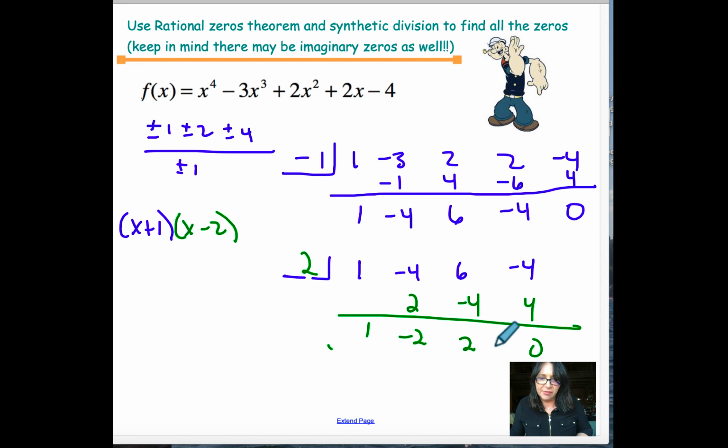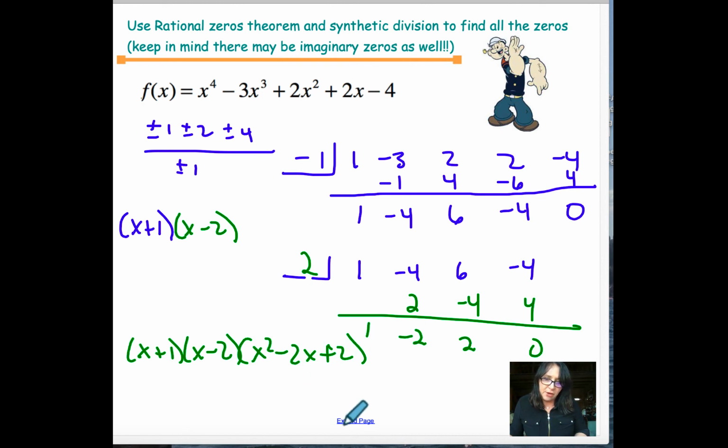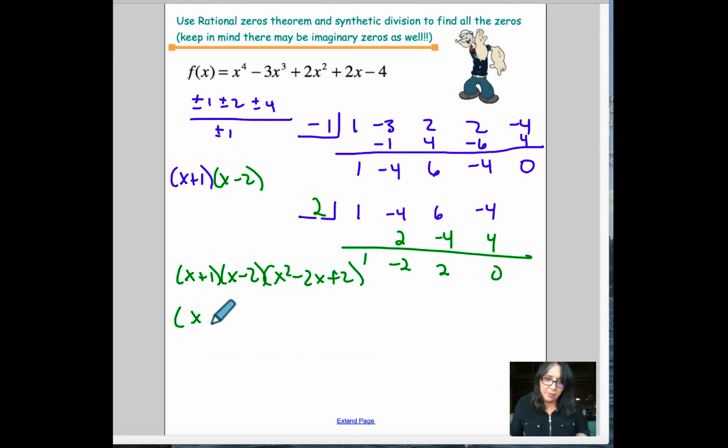And then what's left is these three numbers. So I have x plus 1 times x minus 2 times x squared minus 2x plus 2. The first two are factors, x plus 1 and x minus 2, and then this last one is not going to factor nicely. So these are my factors, and I would actually leave that like this. For this one, I would probably have to use the quadratic formula.